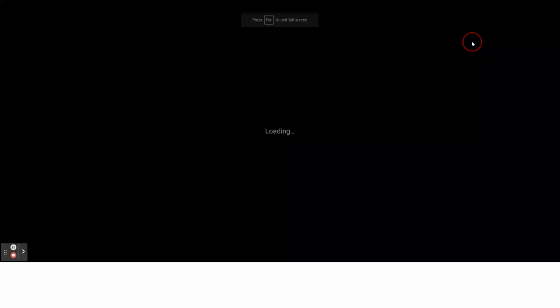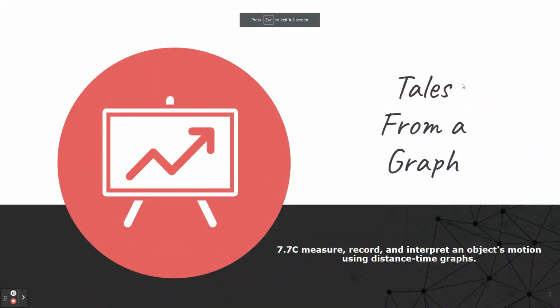We're looking today at Tales from a Graph. When you go into our folder, click on the assignment, it should open up and look like this. The purpose of this, guys, is that we're going to measure, record, and interpret an object's motion using a distance-time graph. Our objective today: I can explain how graphs tell stories of motion.